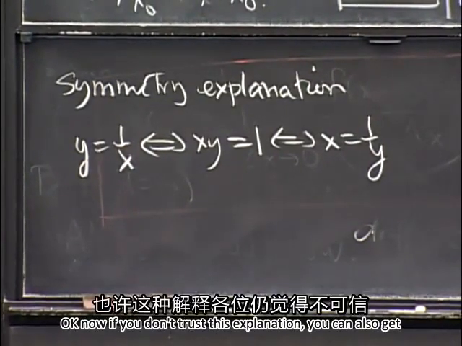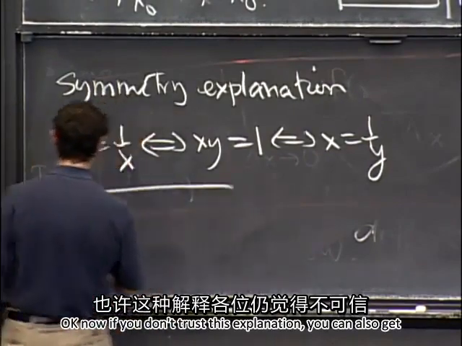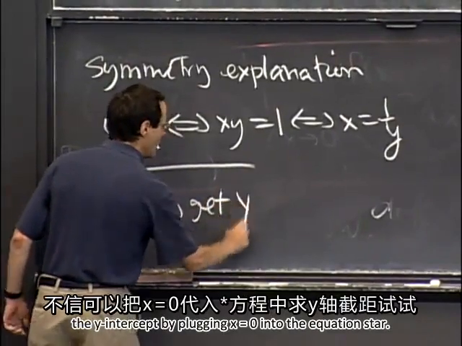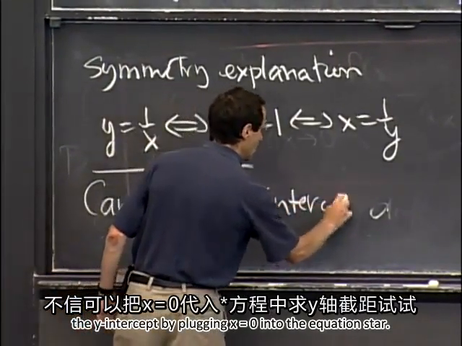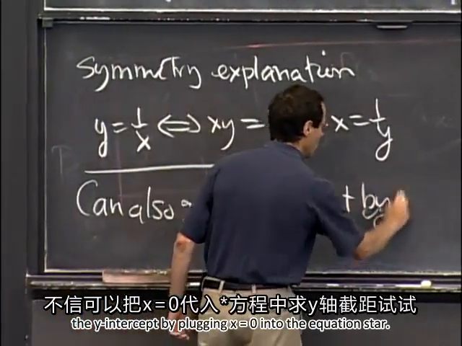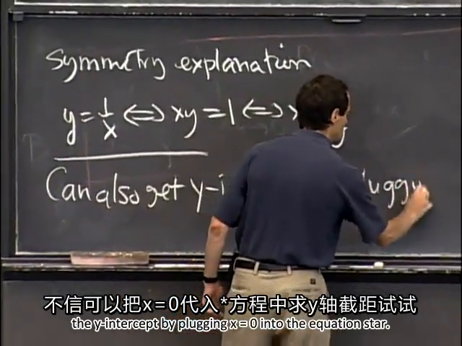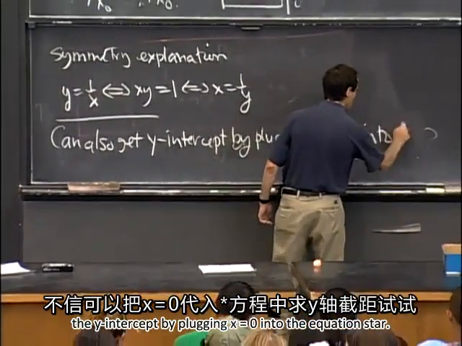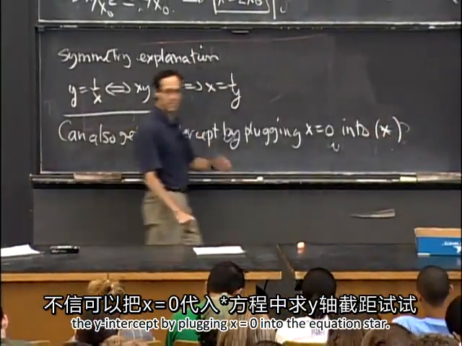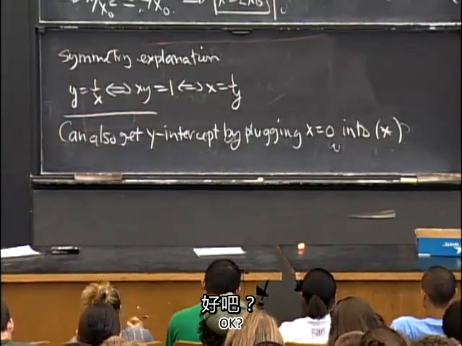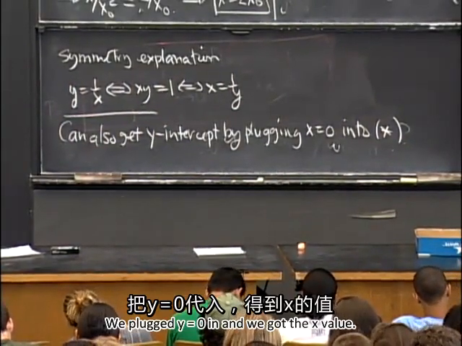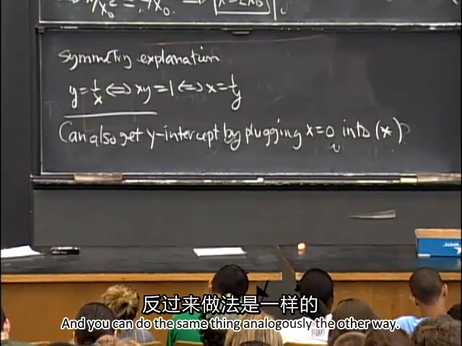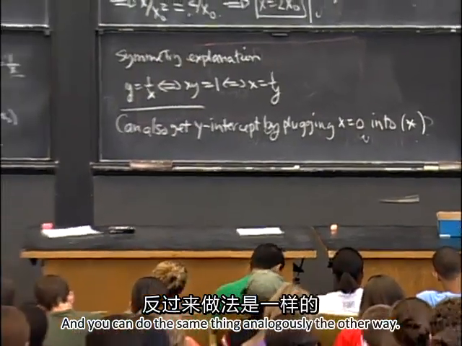Okay, now if you don't trust this explanation, you can also get the y-intercept by plugging x equals 0 into the equation star. We plugged y equals 0 in, and we got the x value. And you could do the same thing analogously the other way.